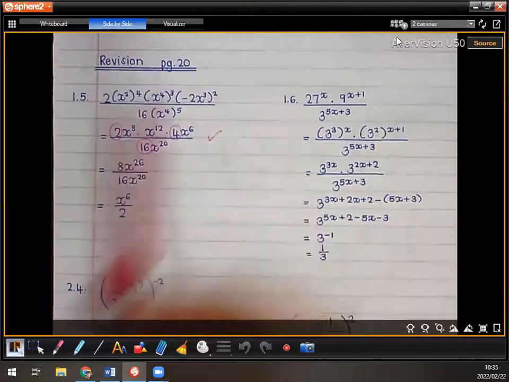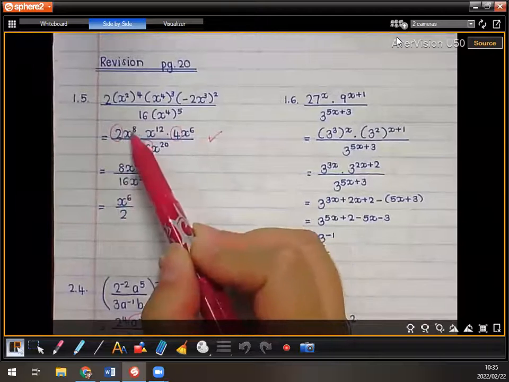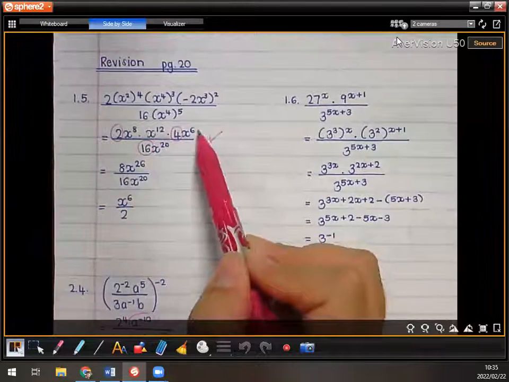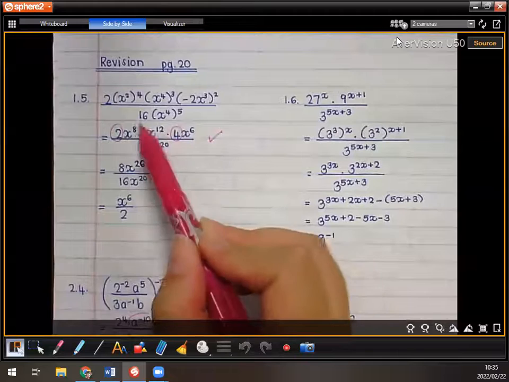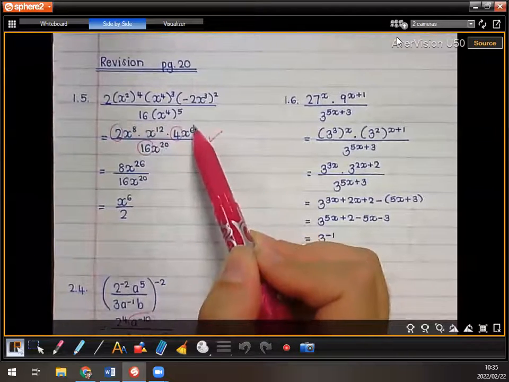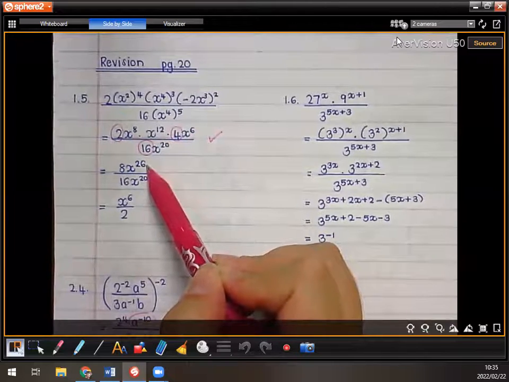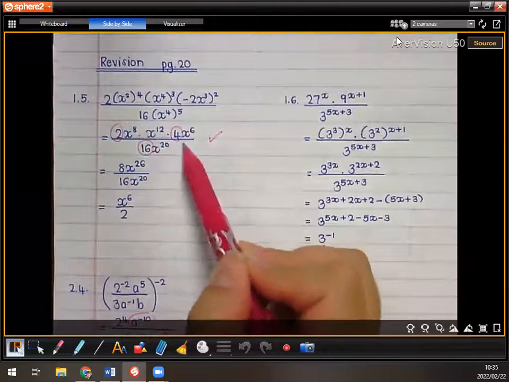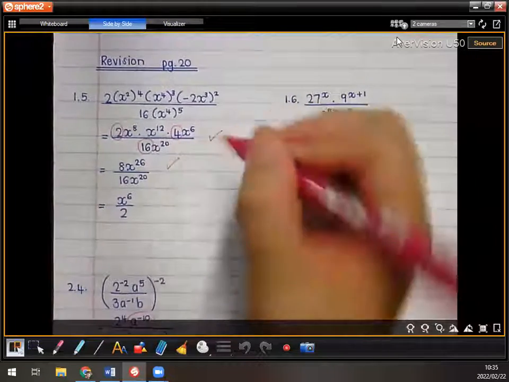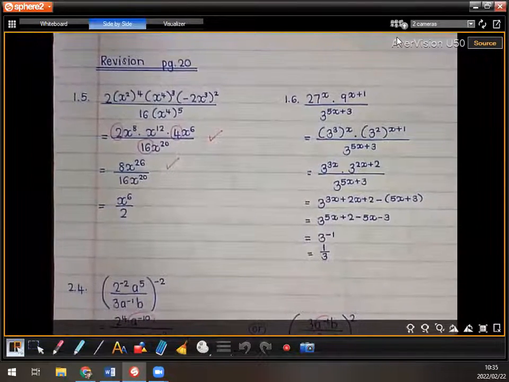I actually simplified the top. I said 2 times 4 is 8. And then I looked at all my x's. Then we have the same bases, so I'm going to just add those exponents together. So 8 plus 12 is 20 plus 6 is 26. And at the bottom, 16 next to the 20. That will give you a second mark for actually doing that multiplication.